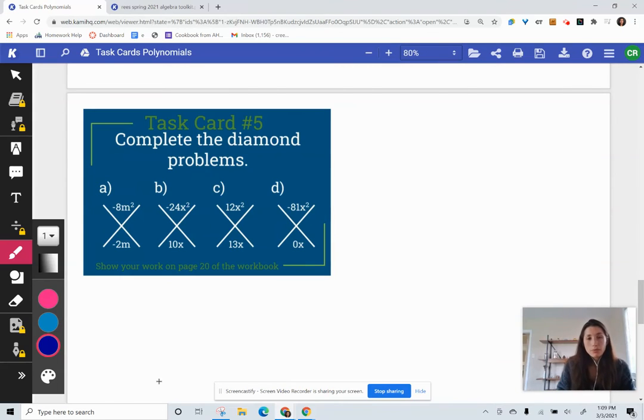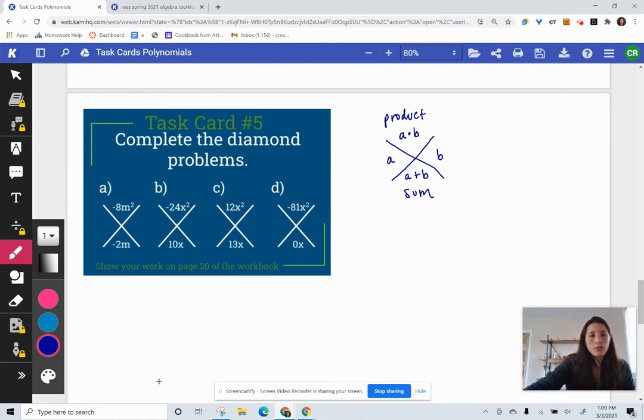All right, we're on task card number 5. So our diamond problems, just a reminder. You have two numbers on the sides here. We multiply them to get the top of the diamond, that's the product. And we add them to get the bottom of the diamond, that's the sum.